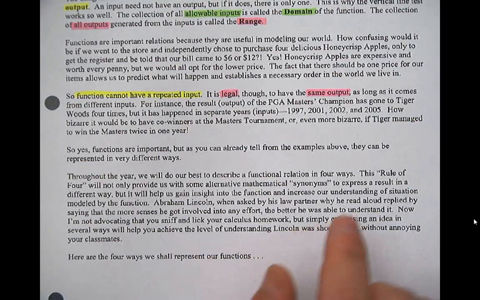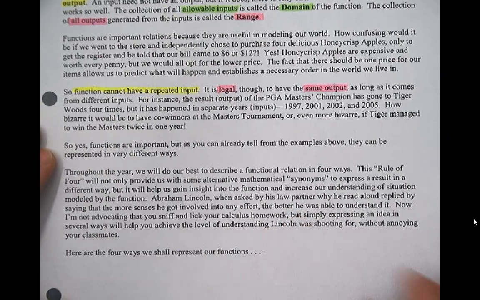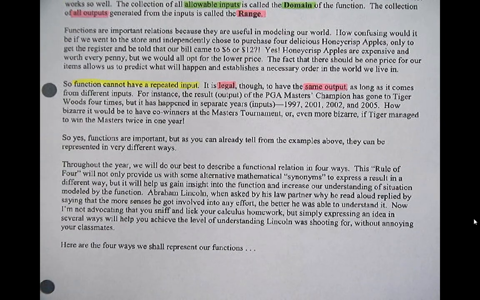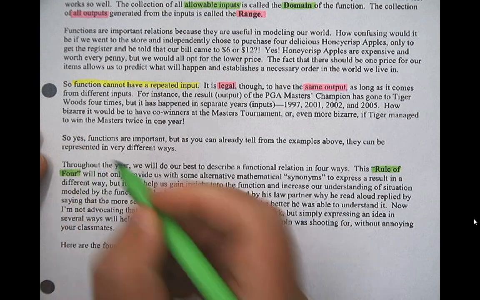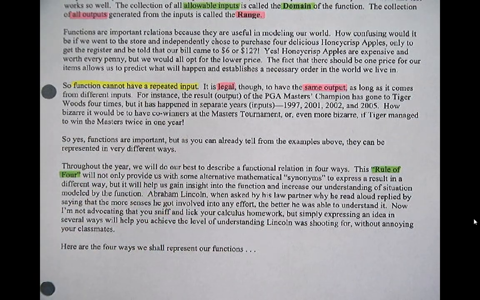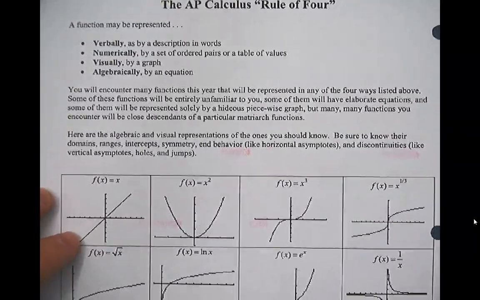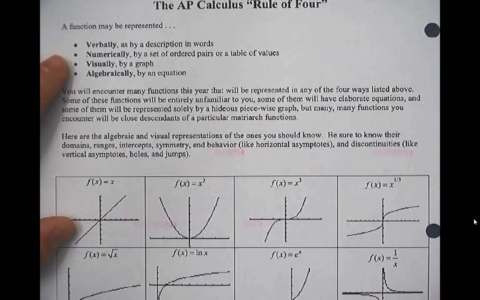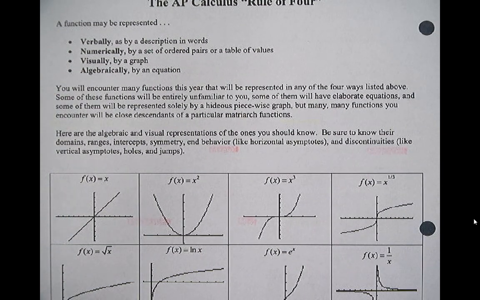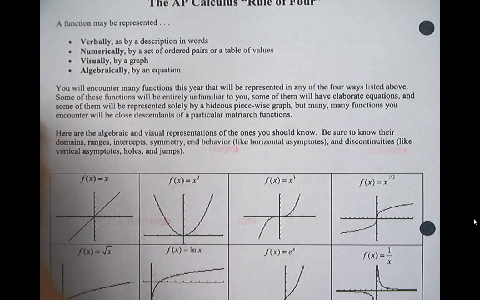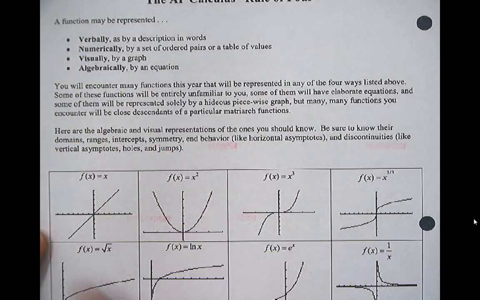So functions are important. We're going to look at functions in 4 different ways. He calls this the rule of 4. I've never really heard that before, but I do know, according to College Board, that we're looking at functions in 4 different formats, and those 4 different formats are verbally, numerically, visually, and algebraically. And he's got a little chart on the next page, which I think is nicer. So I'm not going to get into this too much before we cover the rest of this page.